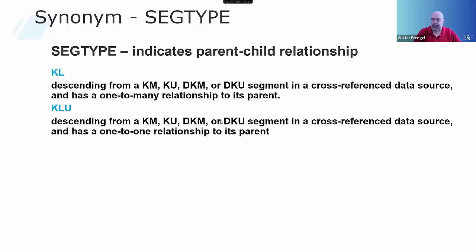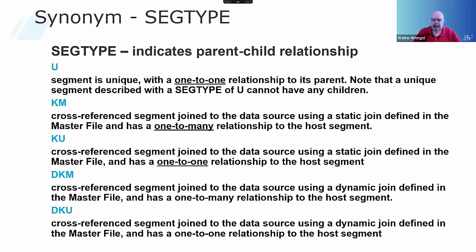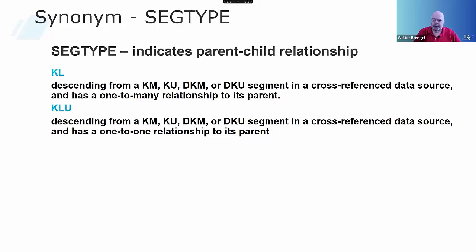And lastly, we have a KL extending from, I'm going to have to look at those. The descriptions look like they're similar. Oh, it looks like this is a descendant or a child segment from a KM, KU, DKM, or DKU. So if you have a keyed segment from another keyed segment, then you want to use the KL or the KLU.